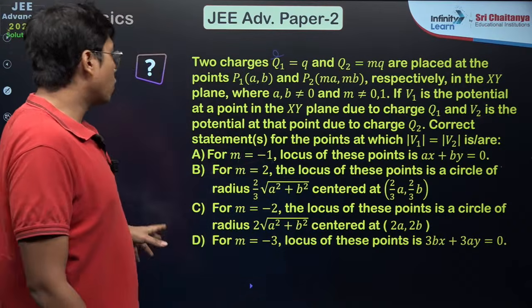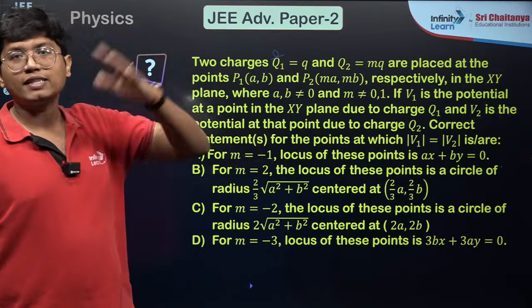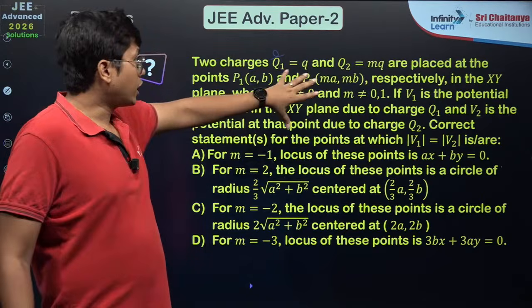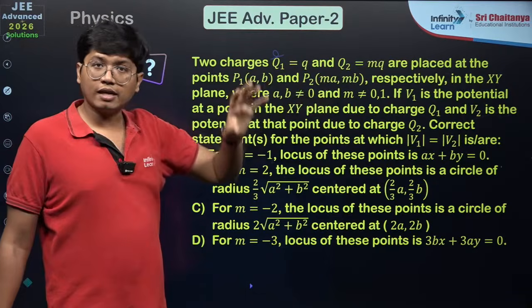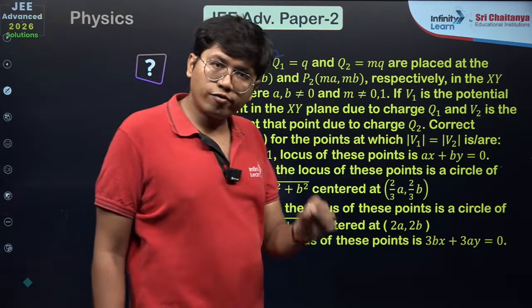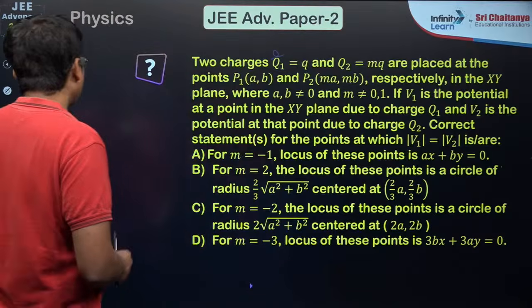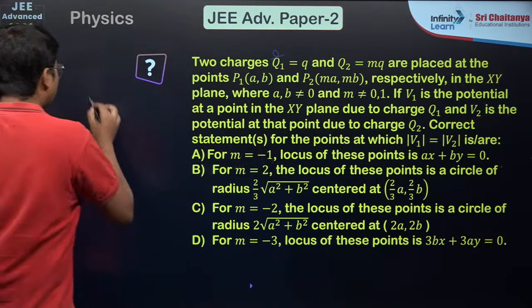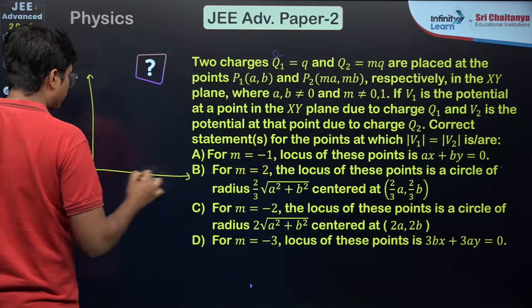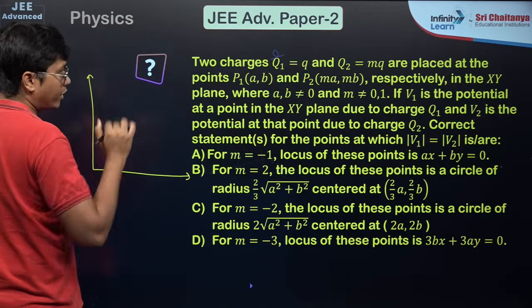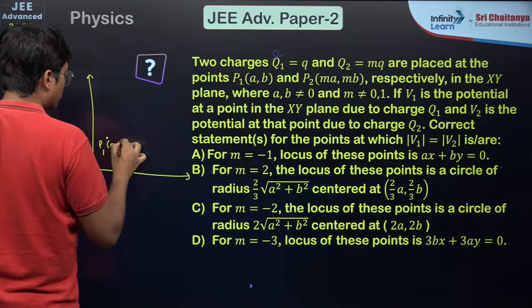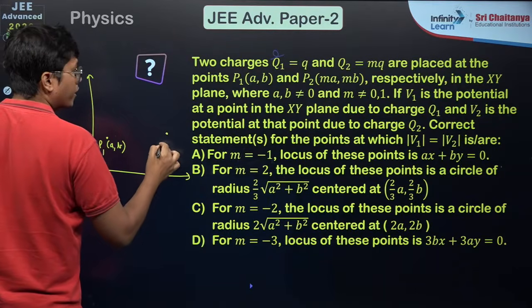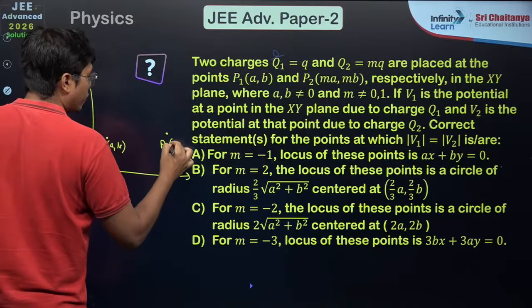So basically they are looking for the locus. Locus means these x and y coordinates. Now remember, the charges are not kept at the origin. The charges are already kept a little distance away from the origin. So how do you find the locus of those points? Try to visualize here, this is your point P1, which is (a, b). And let's say this is your point P2, which has a coordinate of (ma, mb).